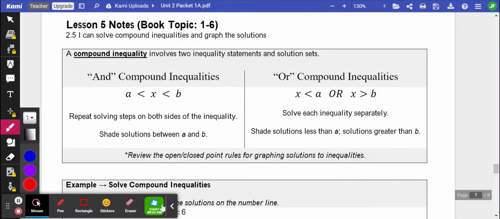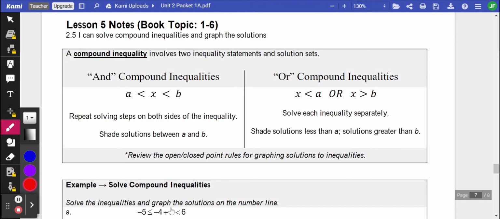Okay, for our last lesson in Unit 2, we are going to talk about compound inequalities and graph the solutions. A compound inequality involves two inequality statements and solution sets. And there are a couple of situations where this would be possible.